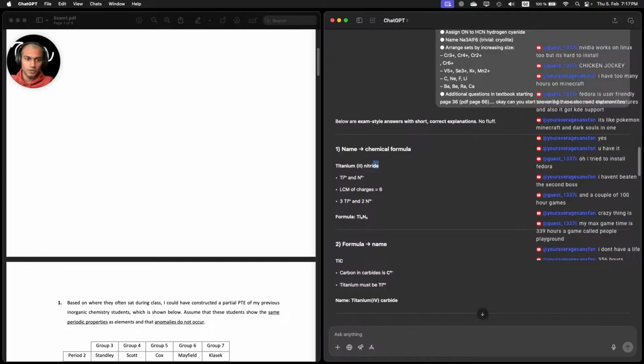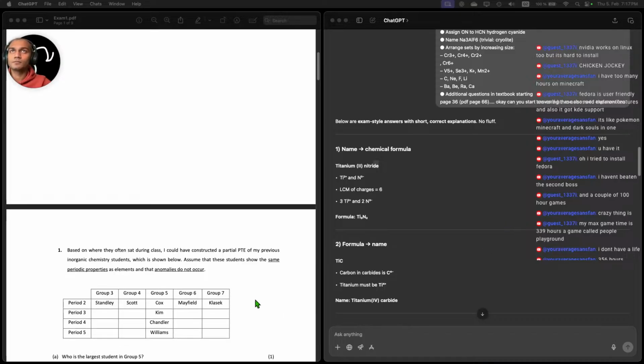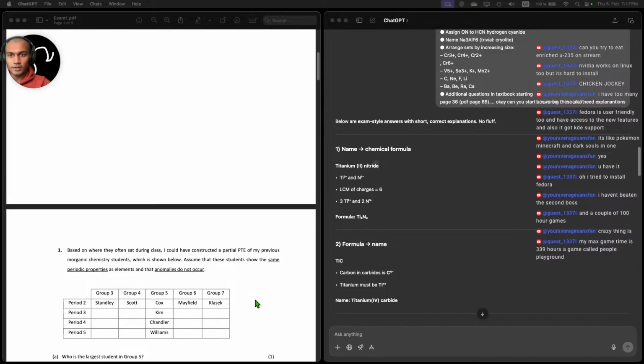NVIDIA works on Linux too, but it's hard to install. Yeah, I mean, if you are focusing more on Python, I heard that NVIDIA is good because of the CUDA cores, but I don't think it's gonna affect me that much. I want to look into bio LLMs type stuff, but I have a long way to go. And if I'm running LLMs, it's either Nvidia or Apple. Apple is pretty good at LLM.